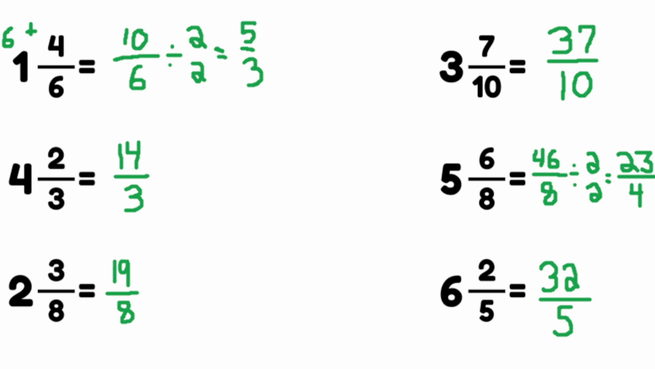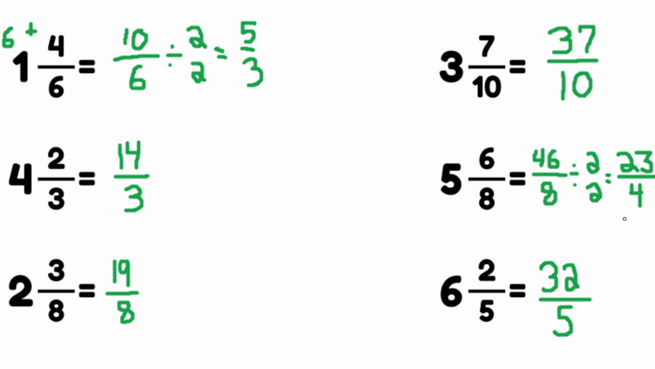3 and 7/10, you do 10 times 3 is 30, 30 plus 7 is 37/10. 4 and 2/3, you do 3 times 4 is 12, plus 2 gives you 14/3. For 5 and 6/8, you do 8 times 5 is 40, 40 plus 6 is 46/8, which can be simplified to 23/4. Then you have 2 and 3/8, which you do 8 times 2 gives you 16, 16 plus 3 gives you 19/8. And then the last one here, you have 6 and 2/5, so you do 5 times 6 is 30, 30 plus 2 gives you 32/5.